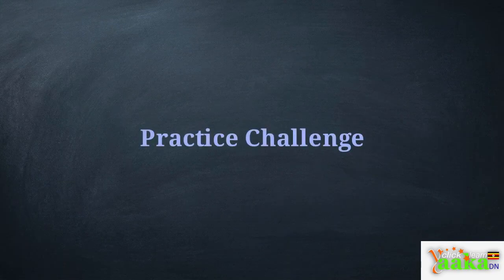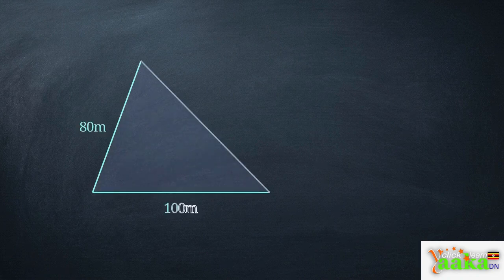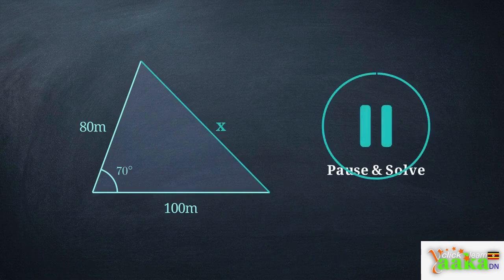Now it is your turn. This geometric layout shows a triangular agricultural field. We know 2 of the sides are 80 meters and 100 meters long, and the angle strictly between them is 70 degrees. We need to find the 3rd side, marked X. I want you to pause the video right now. Identify whether this requires the sine or cosine rule, and calculate the length of side X. Let's see how you did.